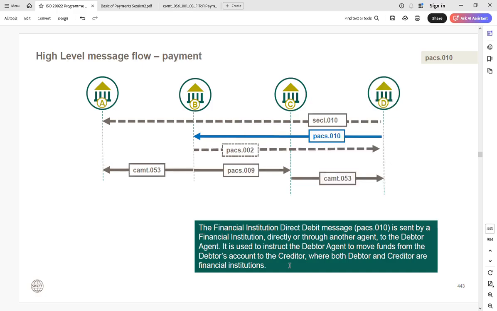Both are the same flow, because we are introducing an intermediate bank here one more time. Now in this case, A, B, C, D, and PACS.010 message, PACS.002, PACS.009, CAMT.053. The financial institution direct debit message PACS.010 is sent by the financial institution directly or through another agent to the debtor agent. It is used to move the funds. It might be directly or through any agent in between. That's the only difference mentioned here.